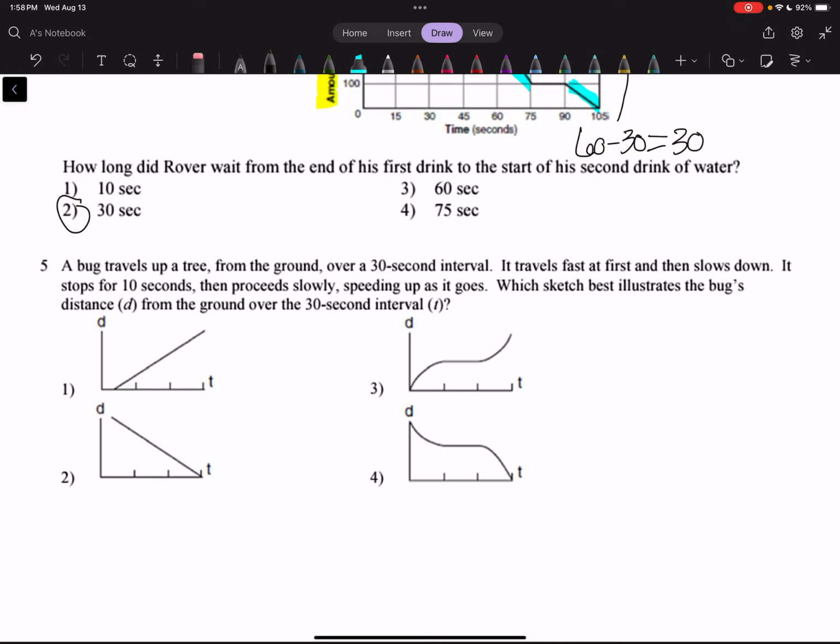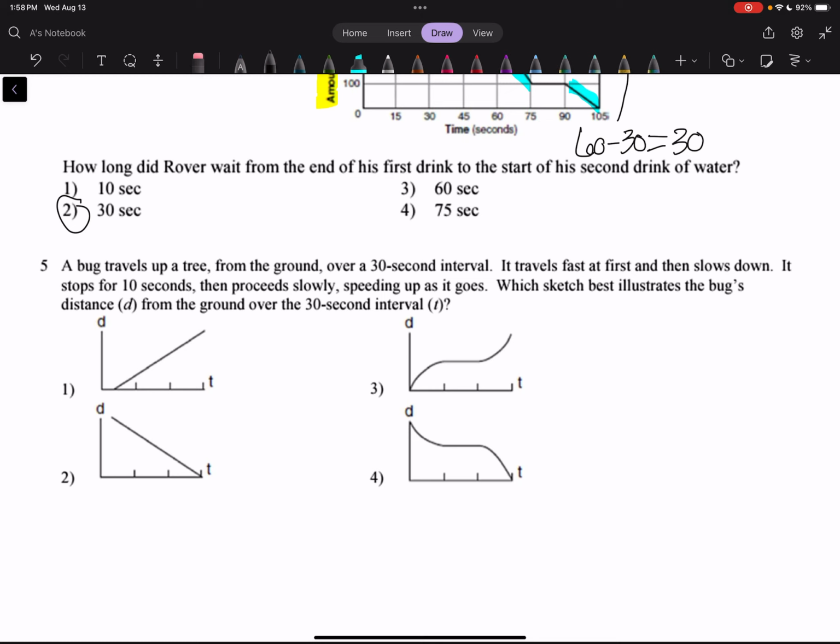Number 5, a bug travels up a tree from the ground over a 30-second interval. It travels fast at first and then slows down. It stops for 10 seconds and then proceeds slowly, speeding up as it goes. Which best illustrates the bug's distance from the ground over 30 seconds?